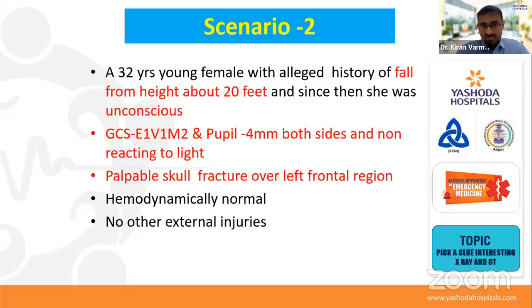Then her GCS is on the lower side, E1, V1, M2. Pupils 4 mm both sides, non-reacting to light. That means pupils are fixed. Then a palpable fracture over the left frontal region on examination. So the things mentioned in red color give you the clue. Then what do we suspect? We suspect head injury, since there is a low GCS, pupils are fixed, and there is a palpable fracture on examination.